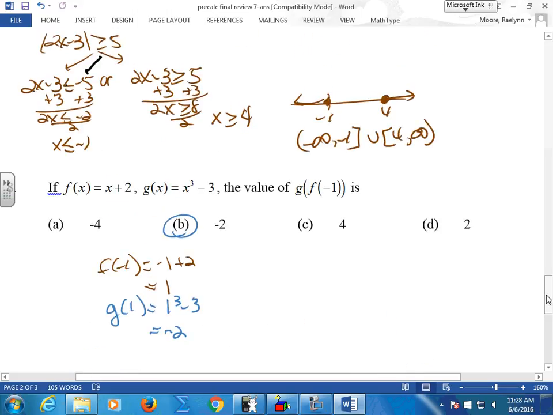So what am I going to do first for this? Where am I going to plug the negative 1 into? F. So I plug the negative 1 in here, and I get 1. I'm going to plug it into the G. 1 cubed is 1, minus 3, negative 2.